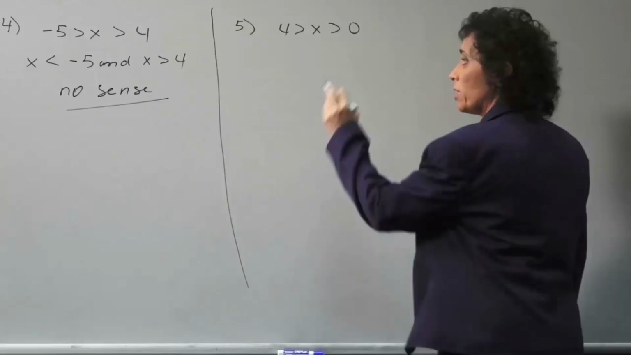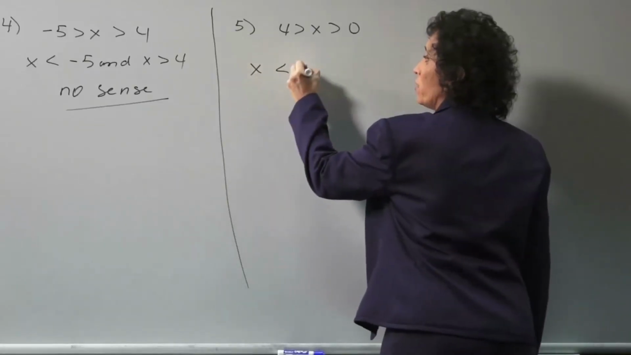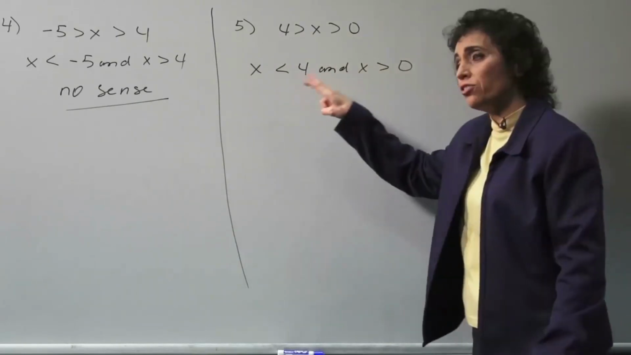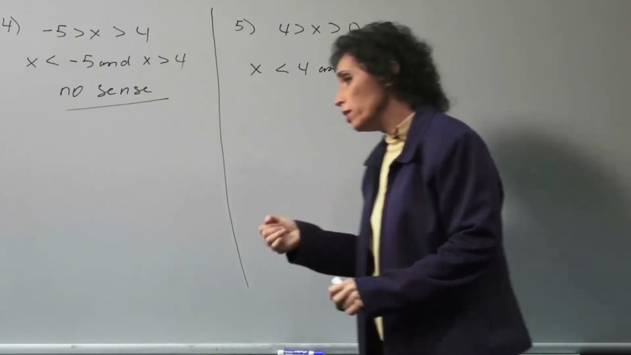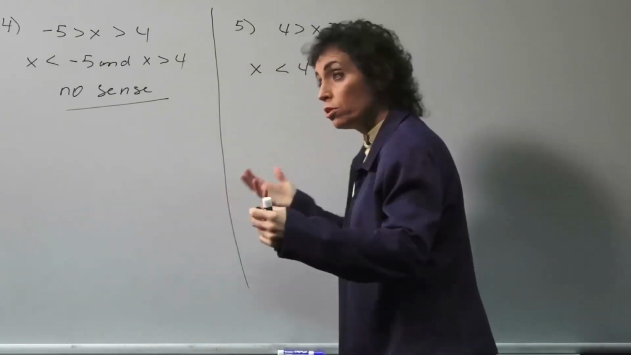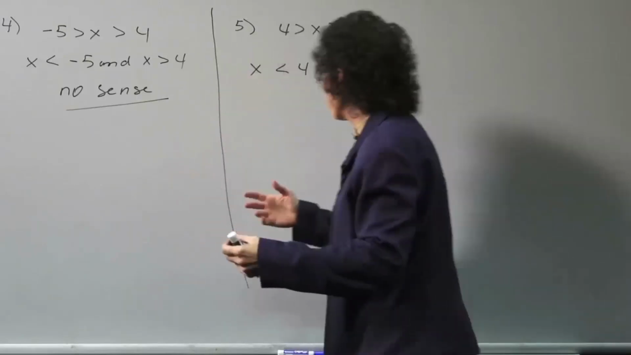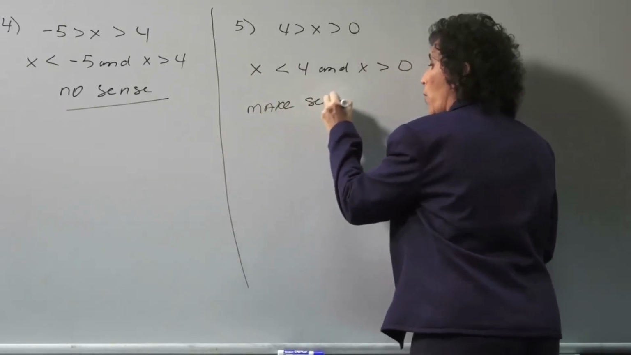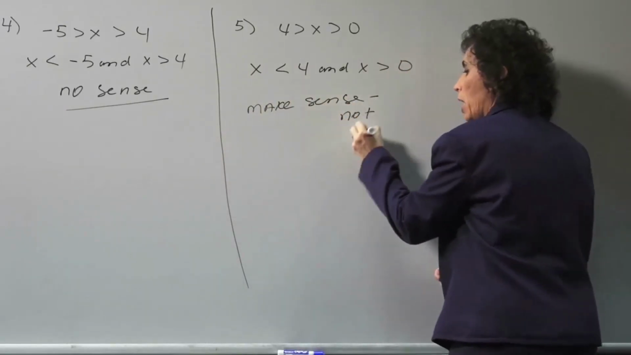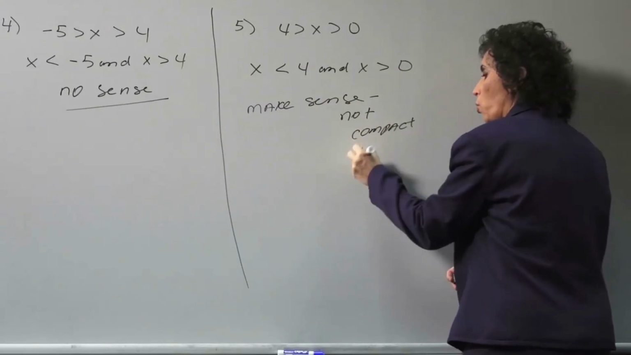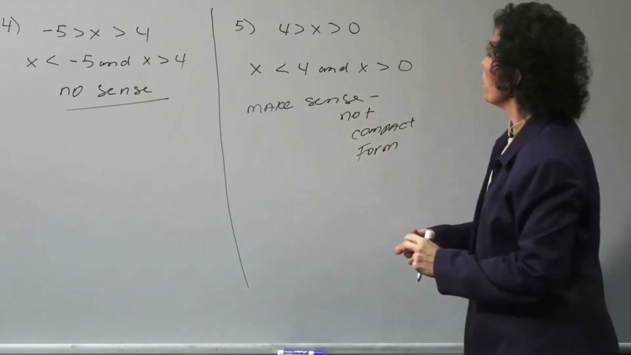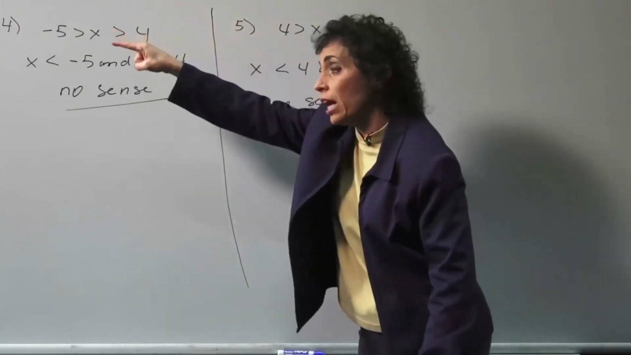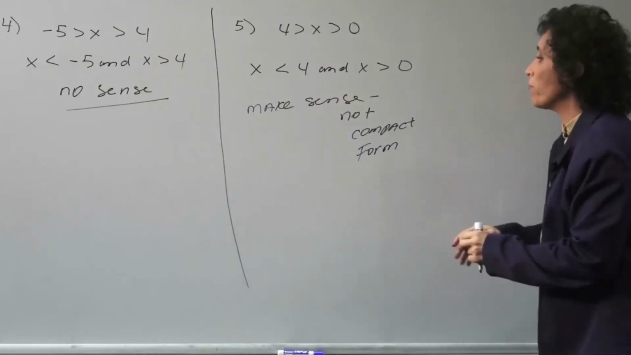Okay? What about this one? Let's look closely at this one. This is x is less than 4 and x is greater than 0. Do we have numbers that are less than 4 and greater than 0? Can you think of any? 1, 2, 3, 2.5, 2 2/3. So this does make sense. This does make sense. However, it's not compact form. And it's not compact form because the smallest number is not first and the inequalities don't point to the left, okay? So that's why it's not compact form, but it does make sense.